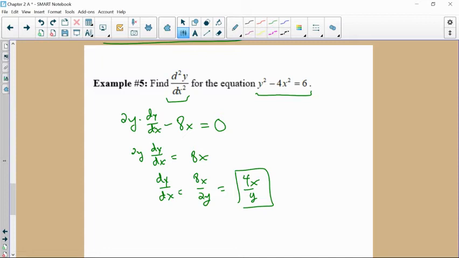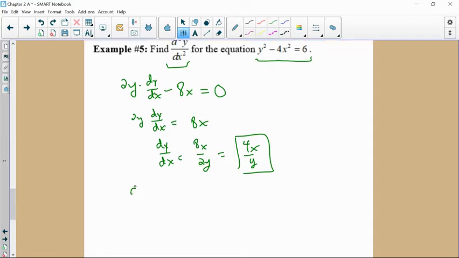Now it's asking for the second. To find the second derivative, you do the derivative of the derivative. So to find the second derivative of y with respect to x, twice, we do the derivative of this.